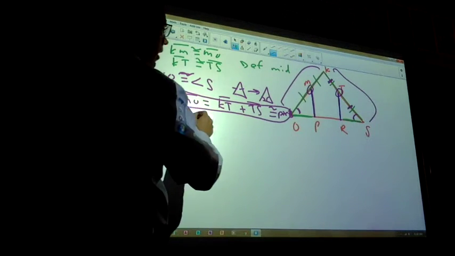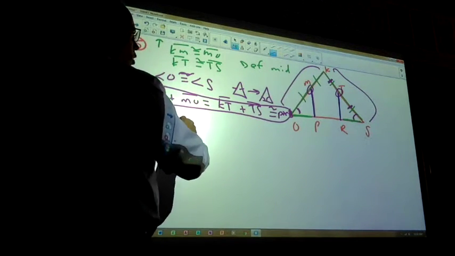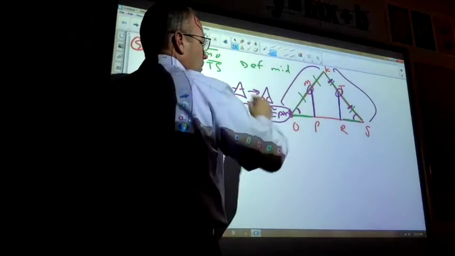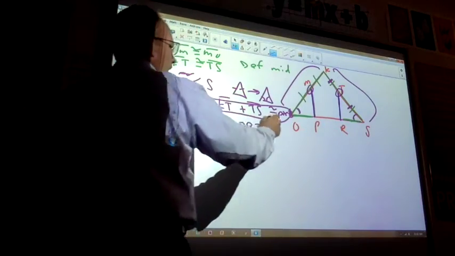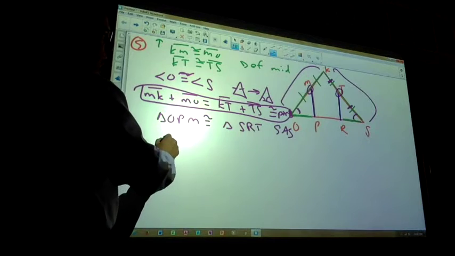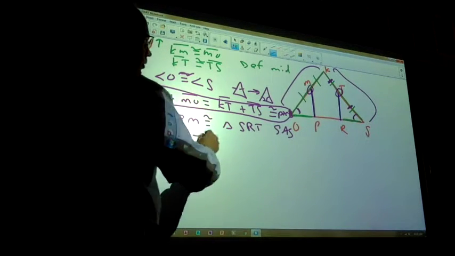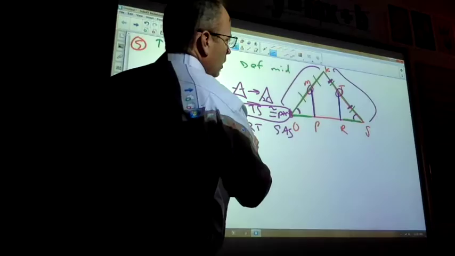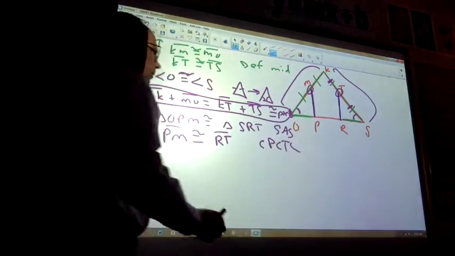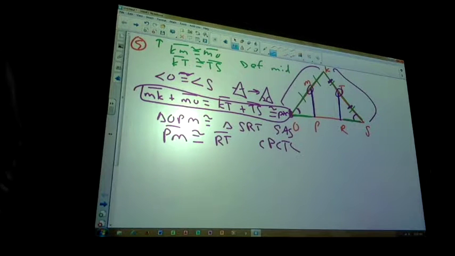I think we can go ahead and say that triangle OPM is congruent to triangle SRT. And I think we can say side angle side on that. And then we could say our last thing, which was PM is congruent to RT. And that's just CPCTC. Yeah, I think that'll work. It's a goofier one. So that was 5, then 6.